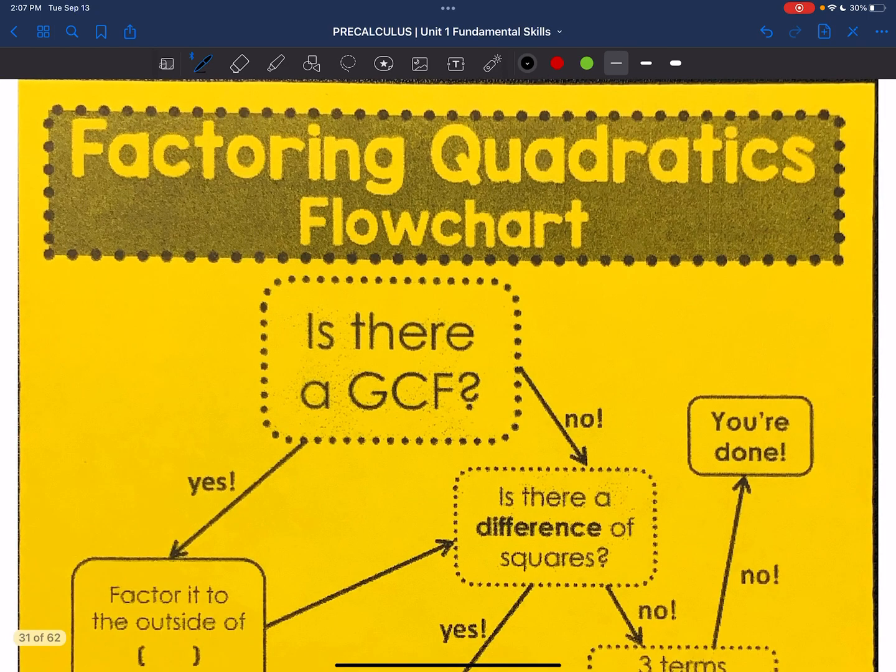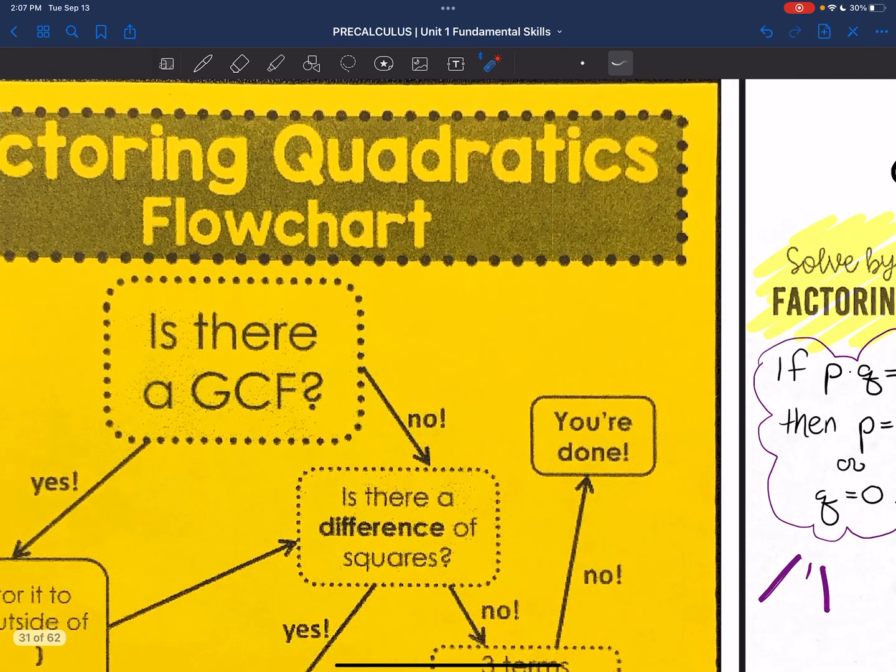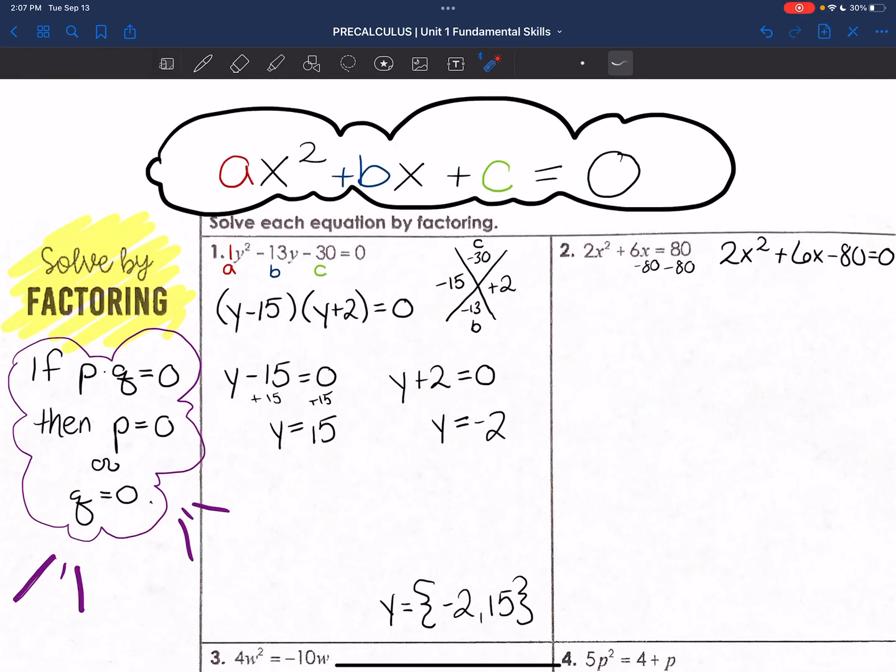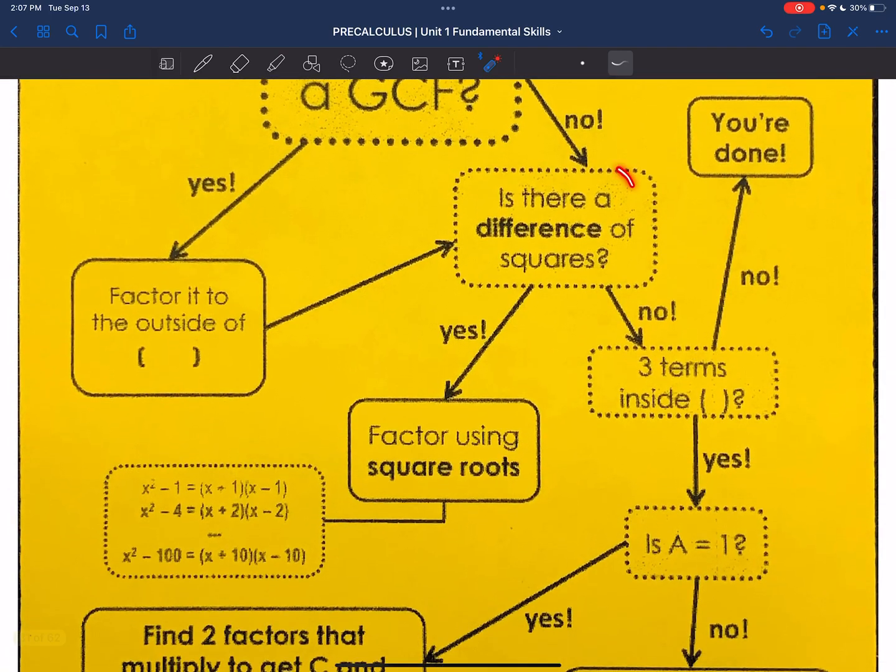So let's begin factoring. Is there a GCF? Is there something that we can divide out from all of those terms? There absolutely is. They're all even, so we can divide out a 2. All right, now look at that trinomial that is inside the parentheses. Let's continue to try and factor there. Is what is inside a difference of squares? No, because it's got 3 terms inside.